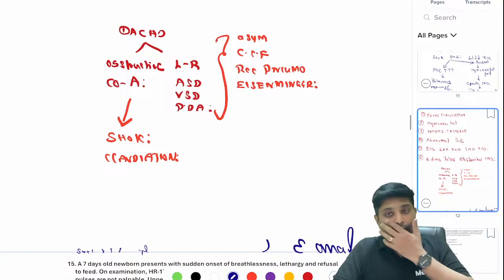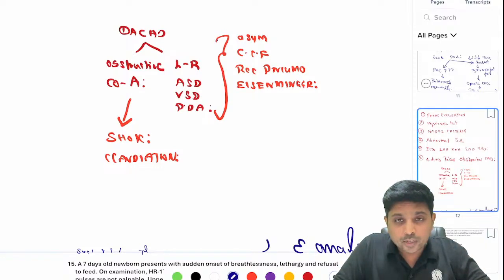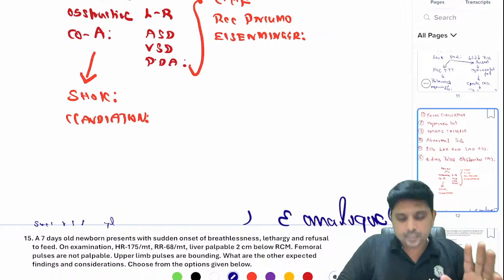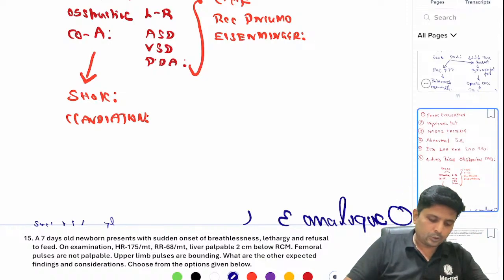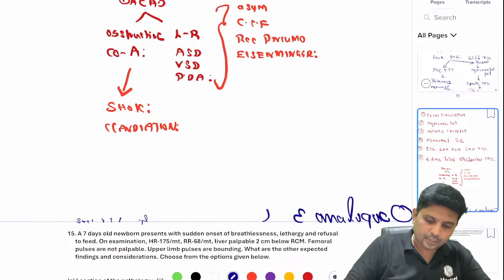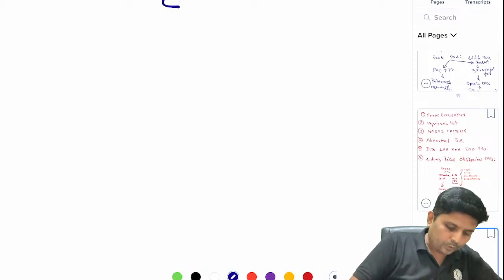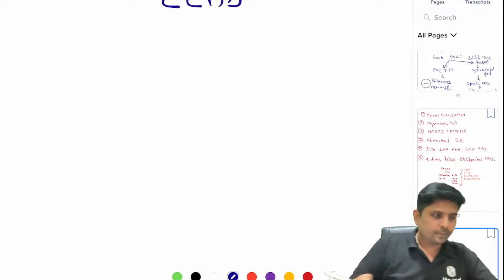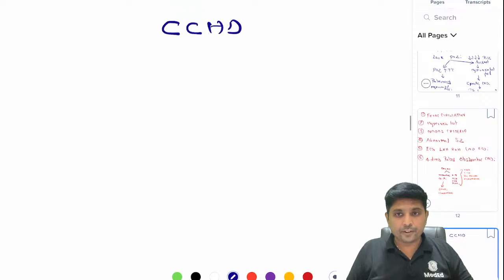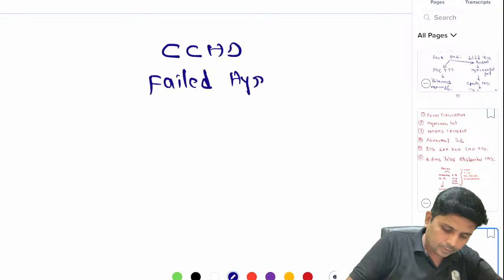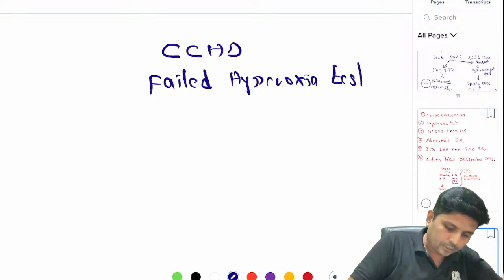Now, first let us discuss today about cyanotic congenital heart disease. What are all the cyanotic congenital heart diseases we are going to discuss? That means you have failed the hyperoxia test.